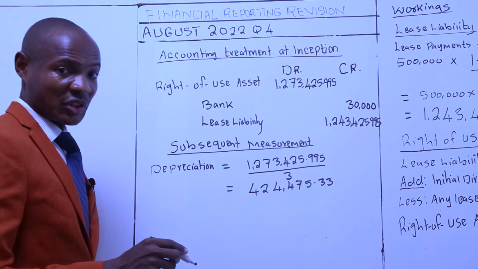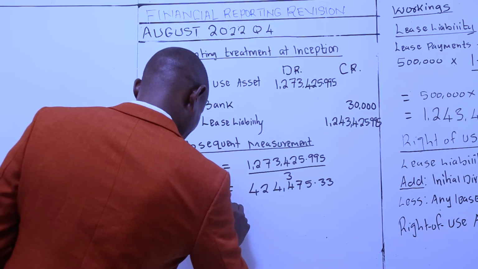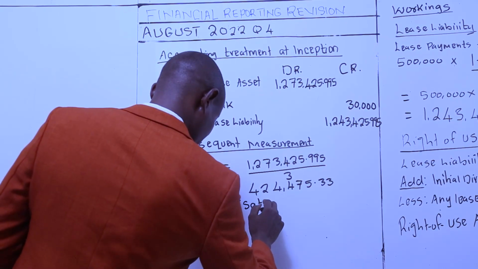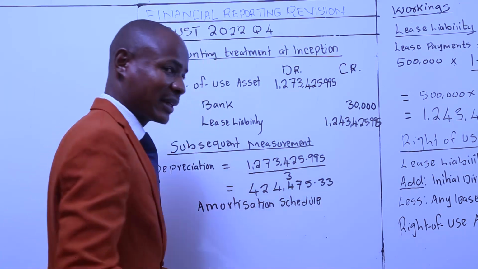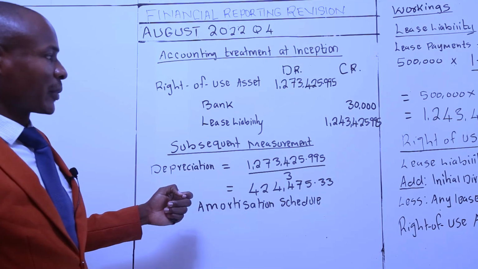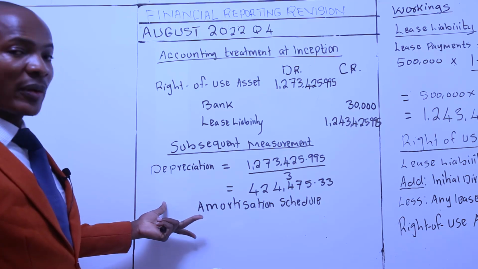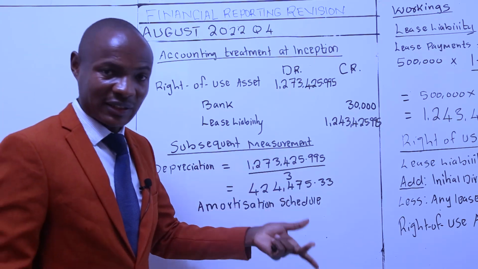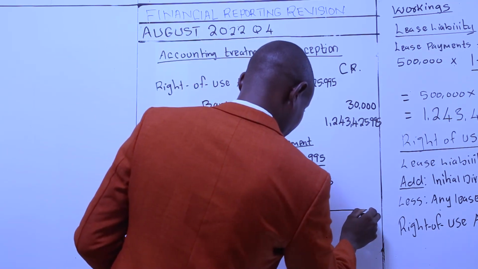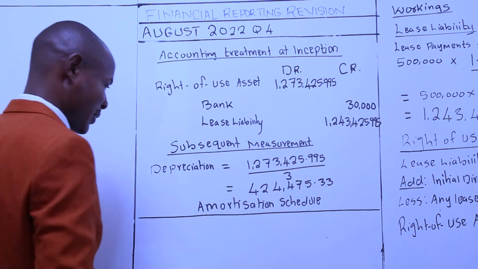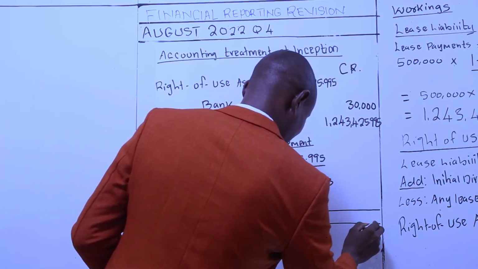When we have the amortization schedule, we also want to do the amortization schedule. We said subsequent to the initial measurement, the asset will be depreciated, then the lease liability will be amortized. So the lease liability will be amortized this way, and we have a very long schedule for 3 years.